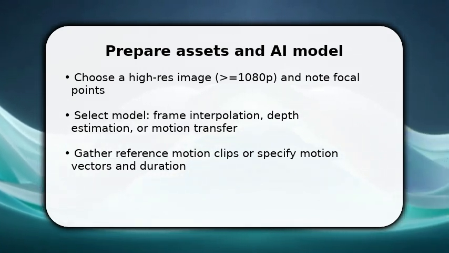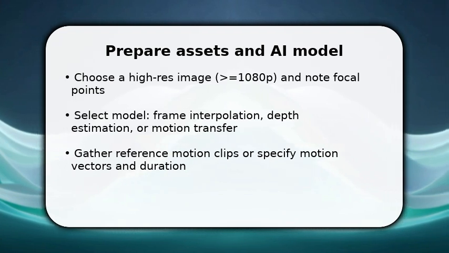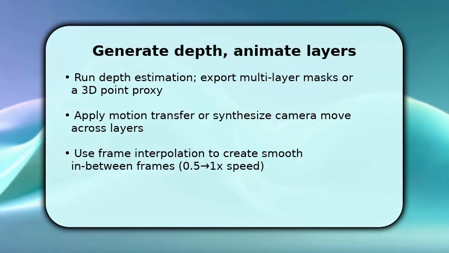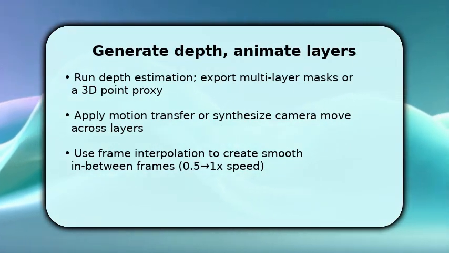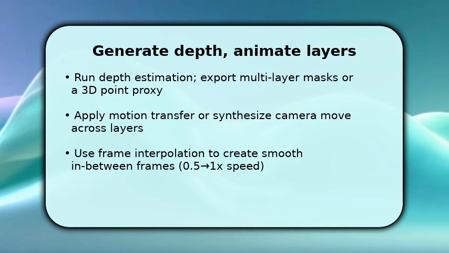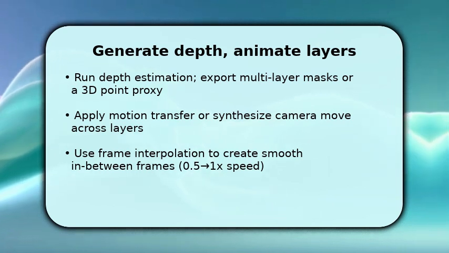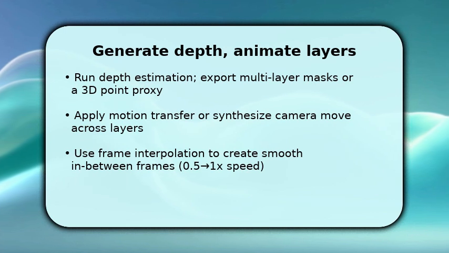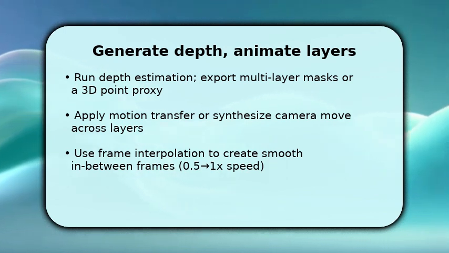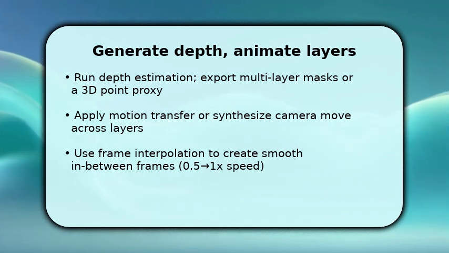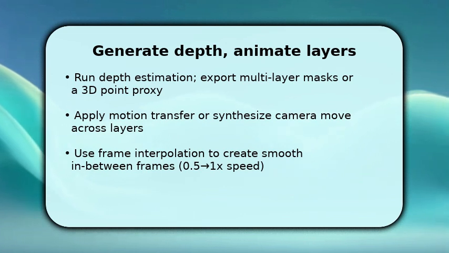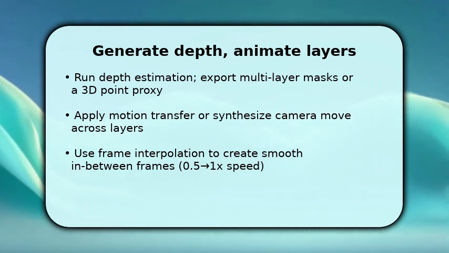You now turn the depth map into animated layers and define camera choreography. Start by extruding layers into a pseudo 3D space so you can pan, tilt, or dolly. This creates convincing parallax. Next, apply motion transfer or skeletal flow to introduce subject motion. Subtle shifts sell realism. Then run frame interpolation to fill temporal gaps and smooth jitter. Choose a motion blend strength that preserves texture.